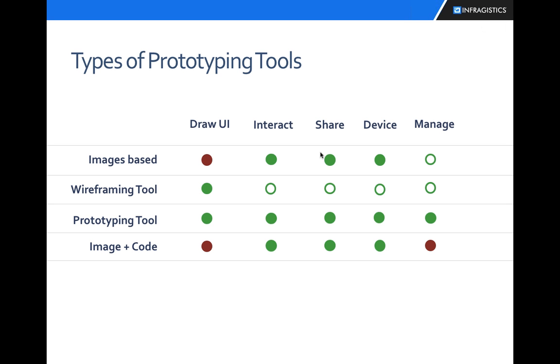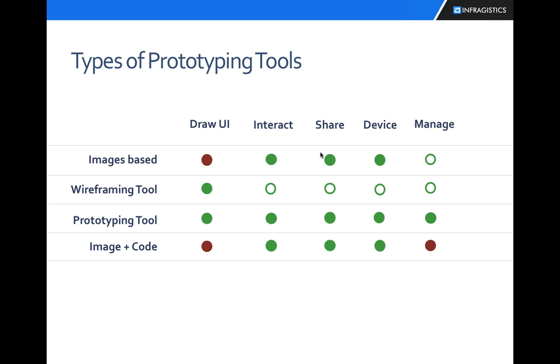Prototyping tools, you can draw the UI, interactions are robust, you can share on the web, you can view it on the device, and management is pretty robust. Indigo is just one step different, where the sitemaps or these kind of flow diagrams are actually created automatically based on interactions. You don't have to create them exclusively.